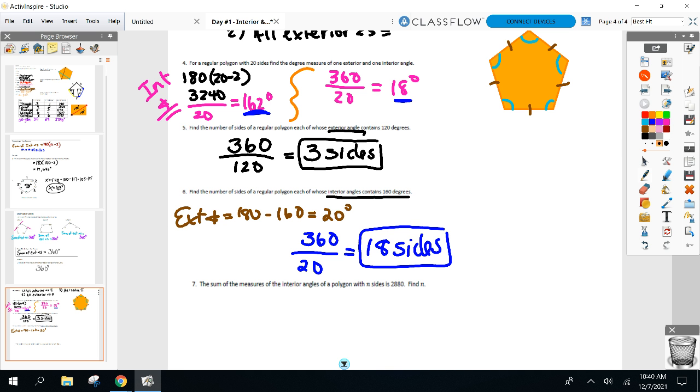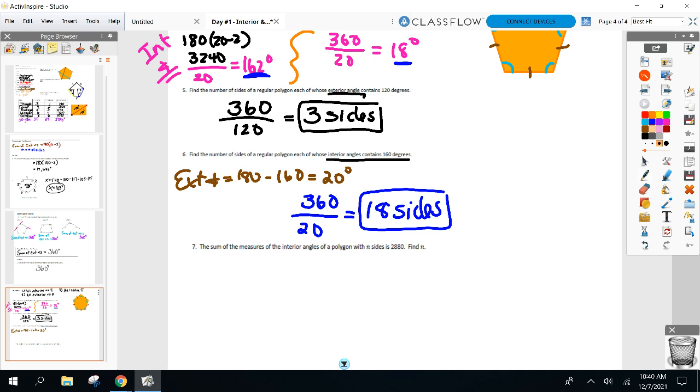I'm telling you, anytime you can deal with an exterior angle, do it. Why? I already know what they always add up to, 360. All right, one more, you and your group. Now I'm telling you all the interior angles add up to 2,880. What's the number of sides without guessing and checking? How many sides does it have?